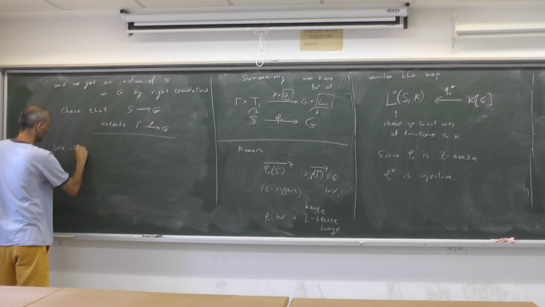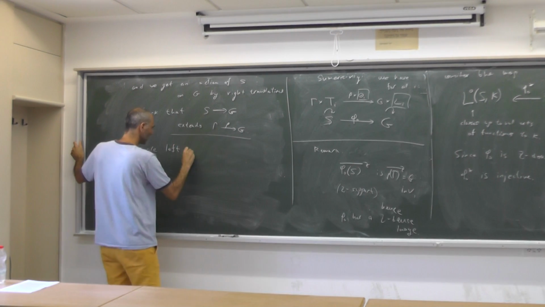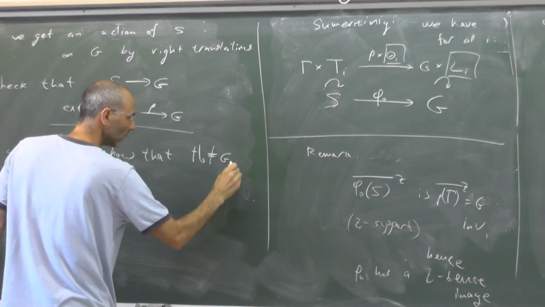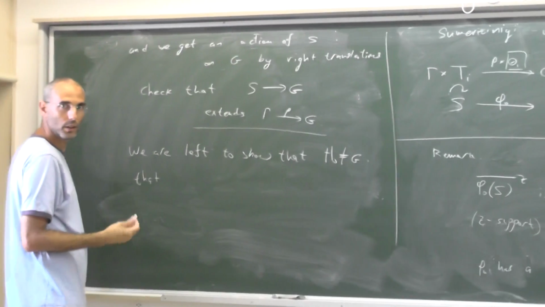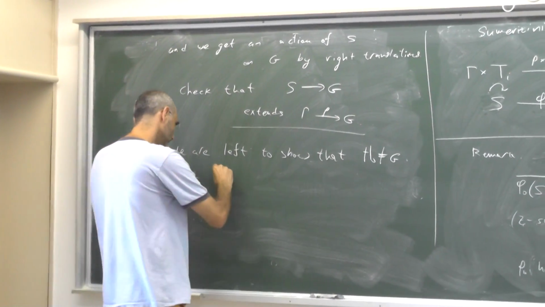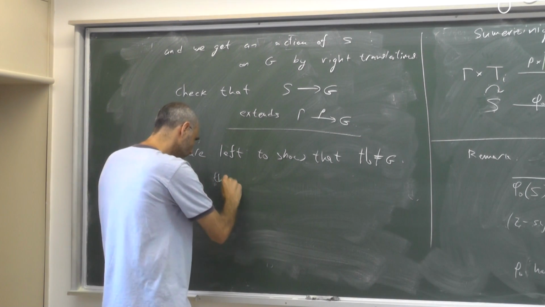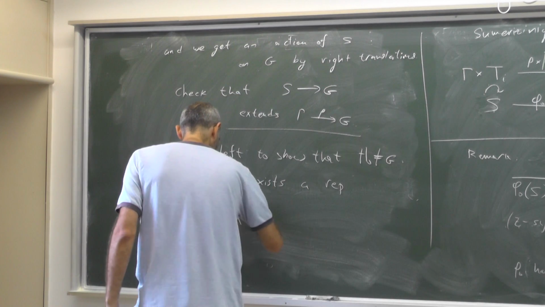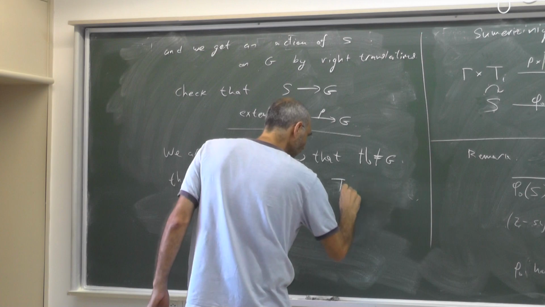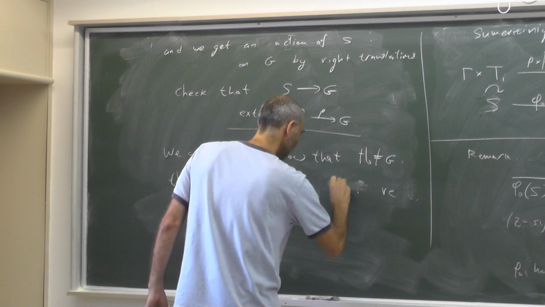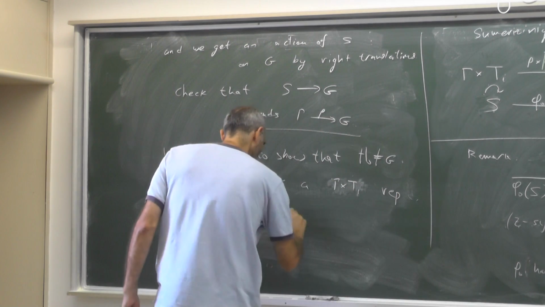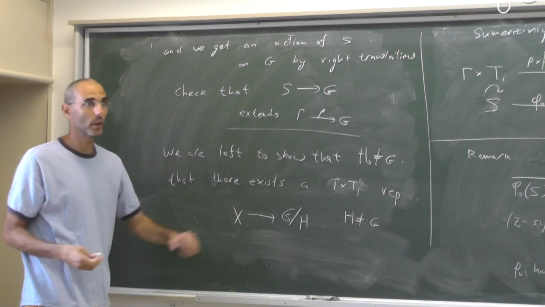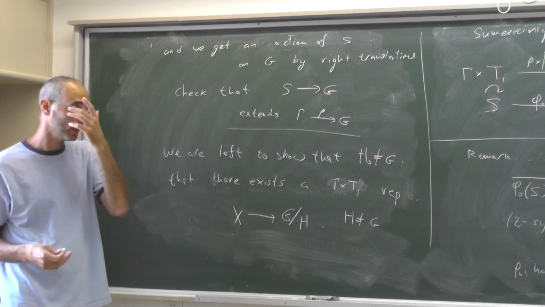We are left to fulfill the promise to show that H0 is not everything. That is, H0 being everything means that there does not exist a representation X, now this is T1 times gamma, gamma times T1, representation X to G mod H, H not everything. If there exists one, H0, which is a minimal such, will be non-trivial as well.